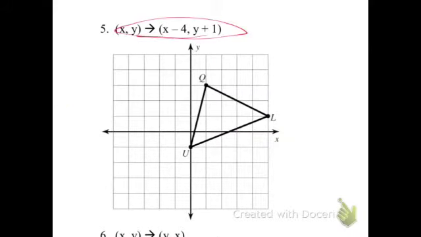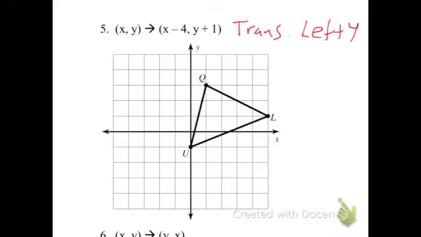5, this one's just going to be a translation, because noticing adding, subtracting, that's a translation. You're going to go left 4, and you're going to go up 1, and so left 4, up 1. It's going to put Q right there. There's my Q prime. U is going to be right there, so there's U prime. L, left 4, up 1, L prime is going to be right there. And I got my new image from my pre-image.